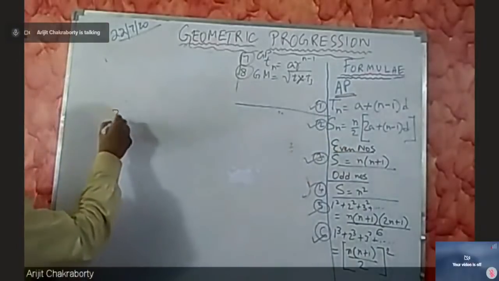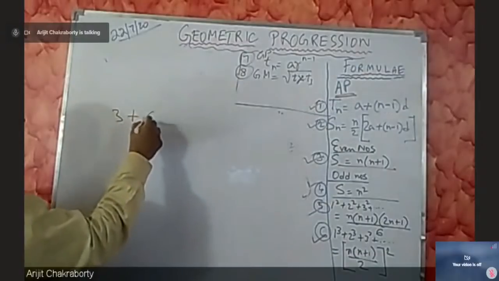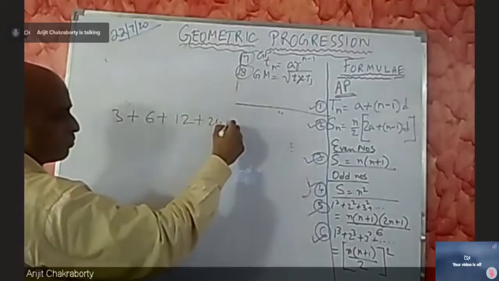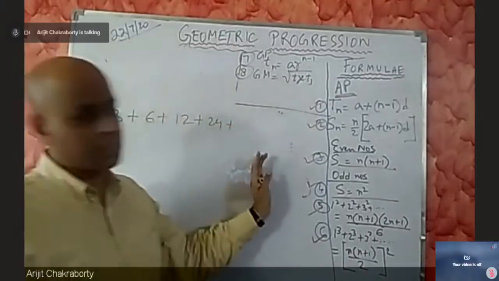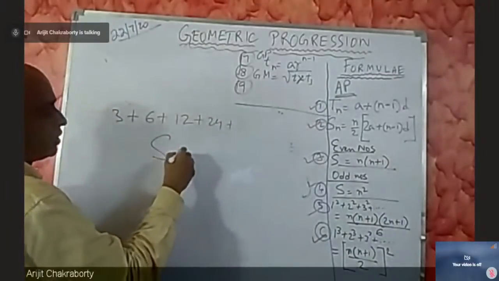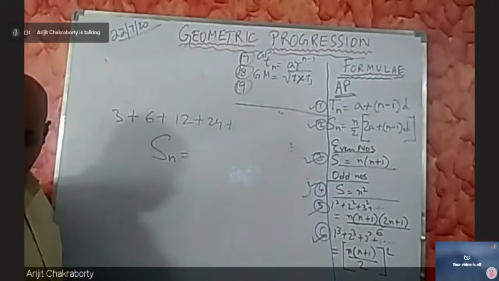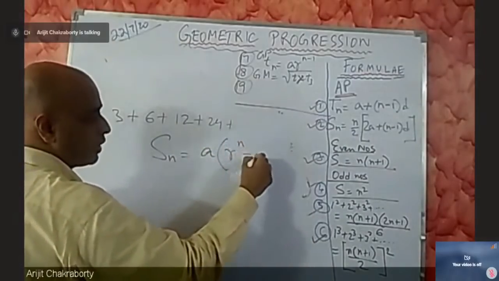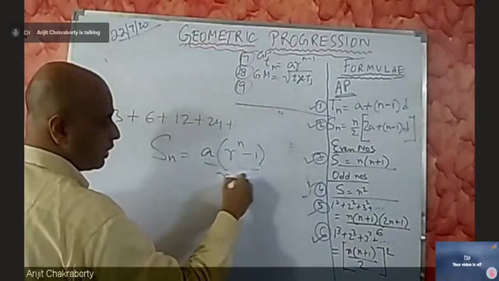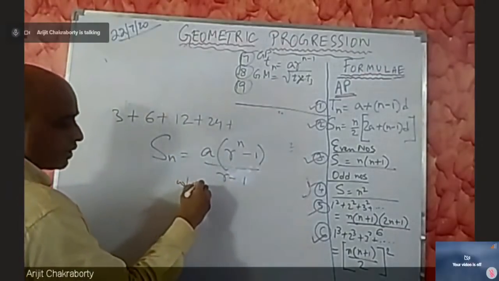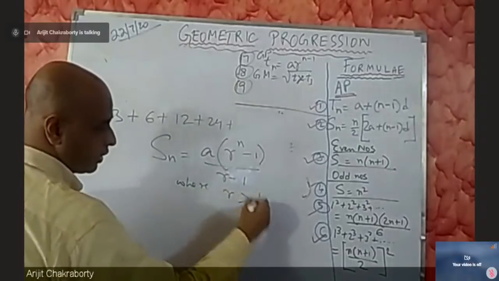So it is given 3 plus 6 plus 12 plus 24 plus so on. What will be the sum of the series? So number 9, the formula is Sn equal to, please note, a into r to the power n minus 1 by r minus 1. Okay? Please note where r is greater than 1.